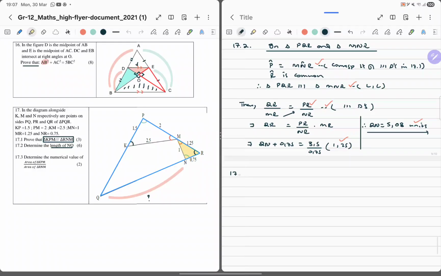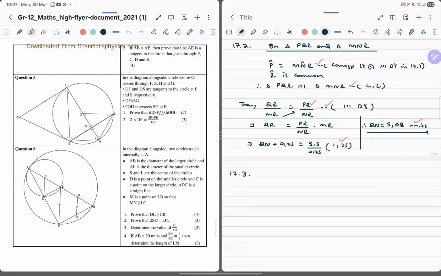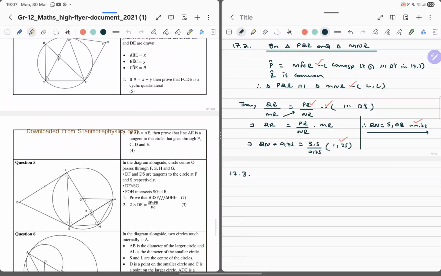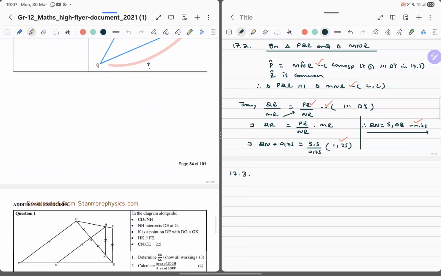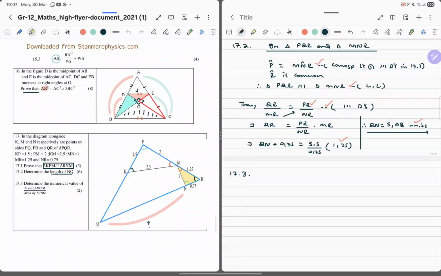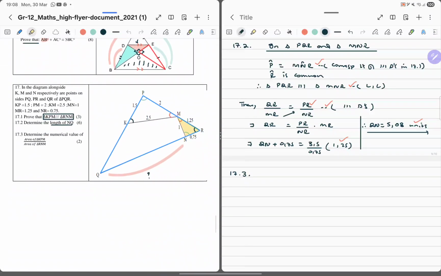So we've got 17.3. I don't know, guys. I don't think we're going to do the other questions because my class is about to start. We have 1, 2, 3, 4, 5, 6. I think we're going to have to cut it and then maybe do those ones alone.